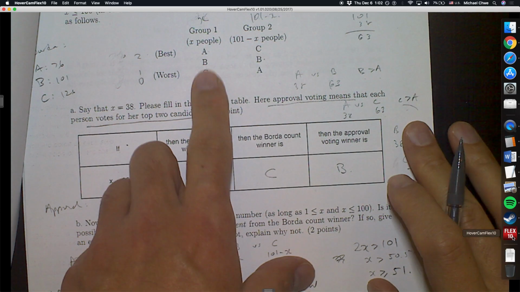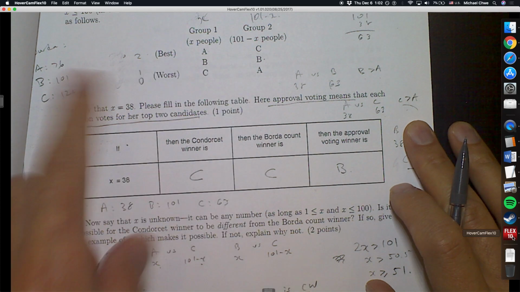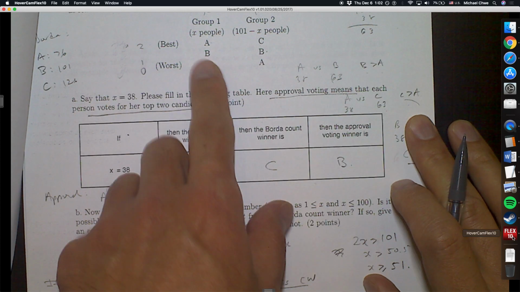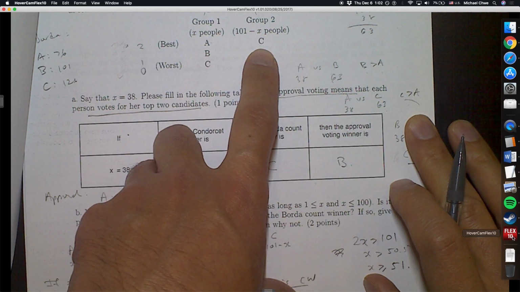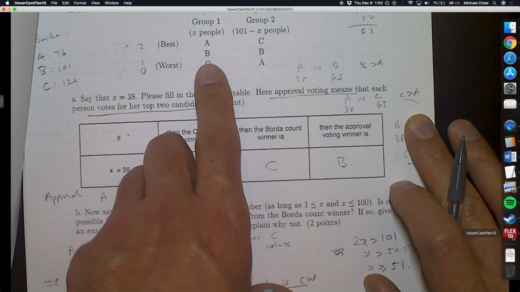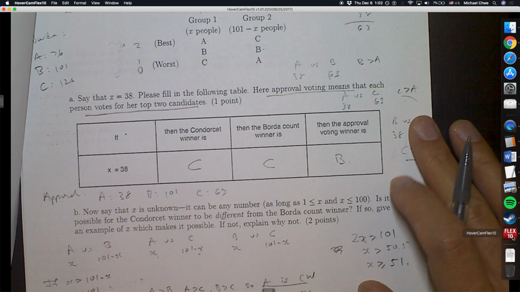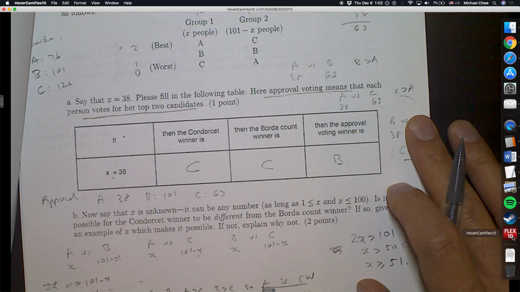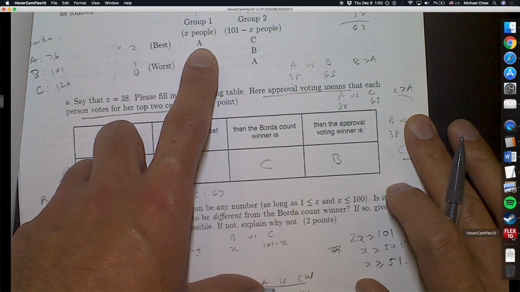Right, okay, but the way to think about it is this. If x is less than 51, then C gets the most Borda count points, I think, right? Is that what you got? Right. If x is 50 or less, C gets the most Borda count points. If x is 51 or more, then A gets the most Borda count points.